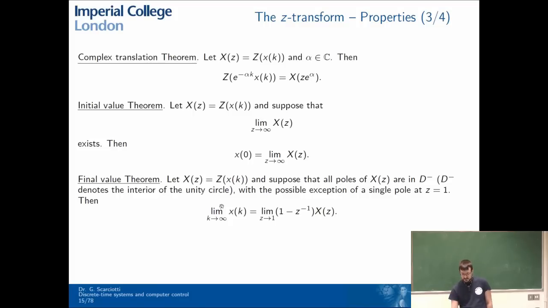This final value theorem is true if some assumptions are satisfied. We suppose that all the poles of the Z transform of x are in D minus, where D minus is the interior of the unit circle. So we are basically inside the unit circle. If this property is true, with the exception of just one single pole, then this limit holds true.